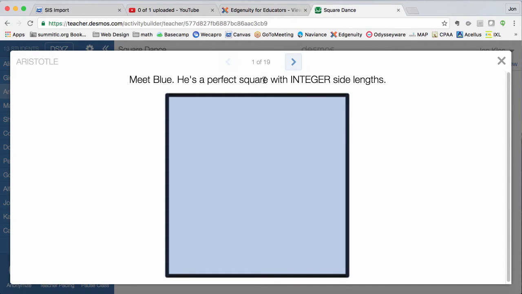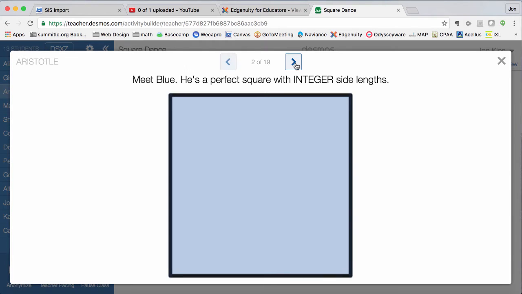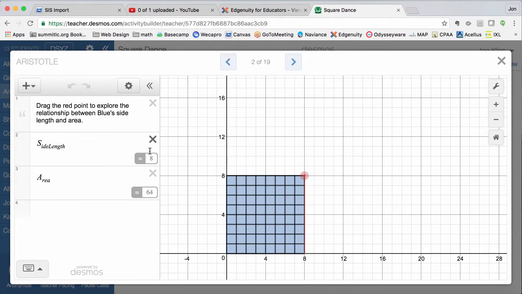So here we go. Here's blue. He's a perfect square with integer sides. And there we go. We're going to play around with our Desmos graph. Drag the red point to explore the relationship between blue's side length and area. So watch what happens as I change this thing around.